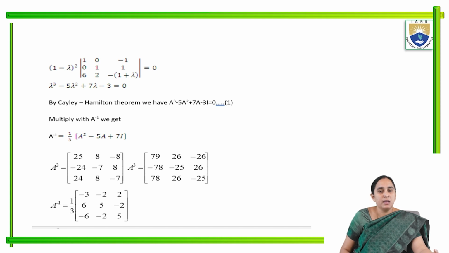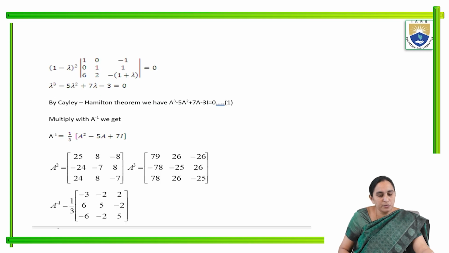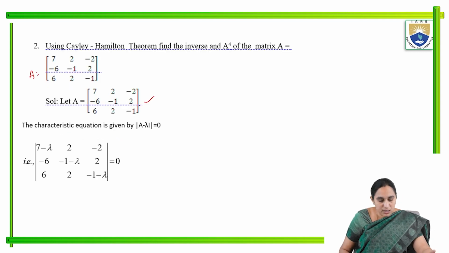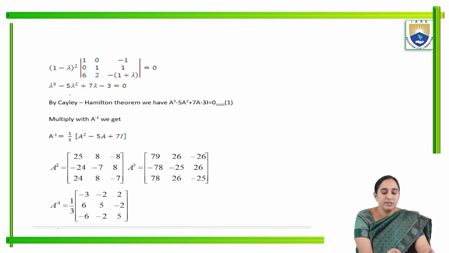Again here, what is common there? I'll take that out. Directly we can do the determinant. Whatever you have to apply, either column or row operations, from that we get the characteristic equation, that is lambda cube minus 5 lambda square plus 7 lambda minus 3 is equal to 0.